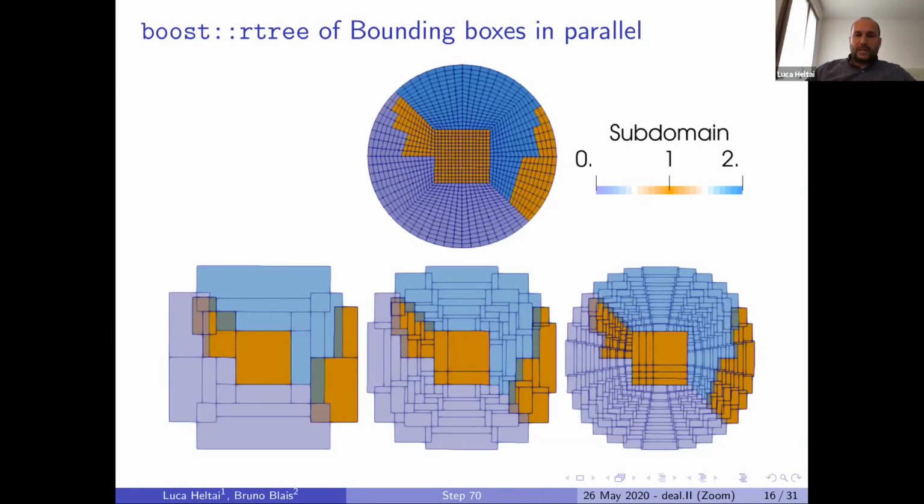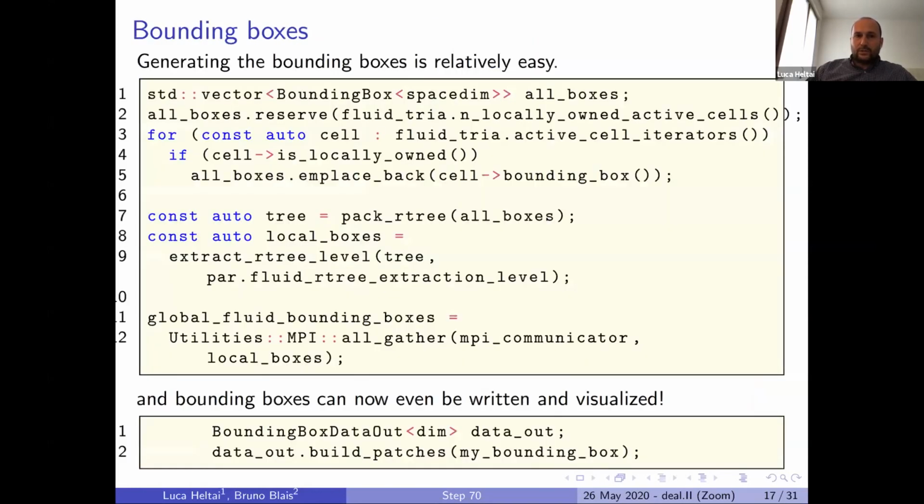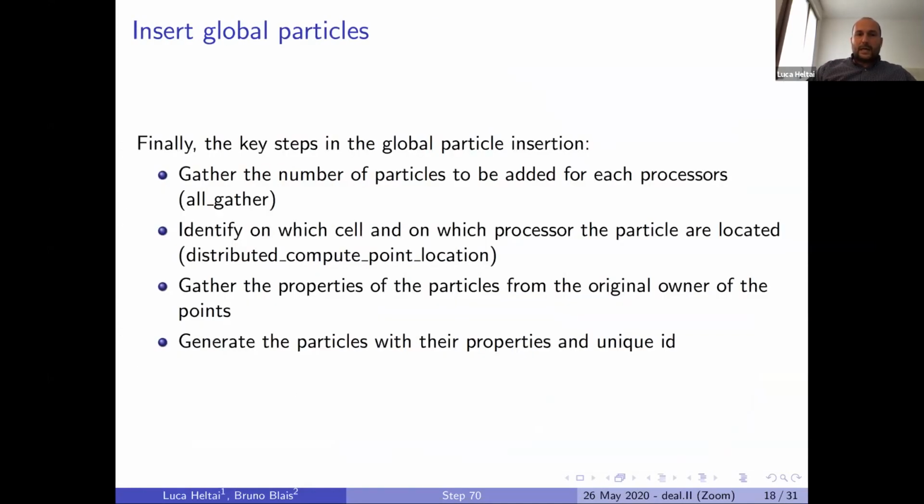So most of the communications that happen in that case are point-to-point communication. And once you have done this type of thing, the insert global particles is really just a matter of gathering the number of particles to be added on each one of the processors, to identify which cell and on which processor the particles are located. This is done by a call to distributed compute point locations, which takes that argument as an input, and then gathers the properties of the particles from the original owner of the point. All of these things are done in the insert global particles call you've seen before.